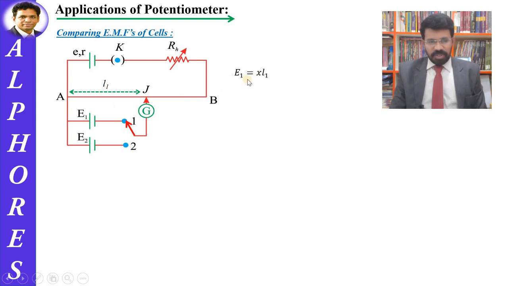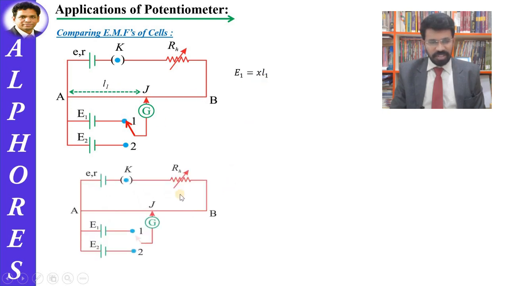So what I can write: E1 is equal to X into L1, where X is the potential gradient. No need to stress on this point. Wherever you see X in the discussion, that X is the potential gradient, potential per unit length. Over a length L1, what is the potential? X into L1 is the potential difference. Now if L1 is the balancing length, E1 is equal to XL1.